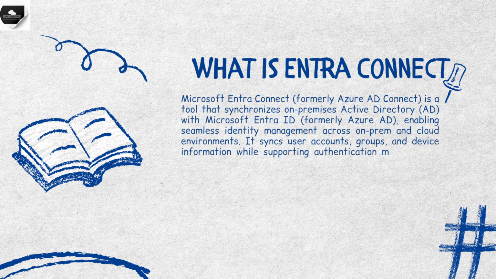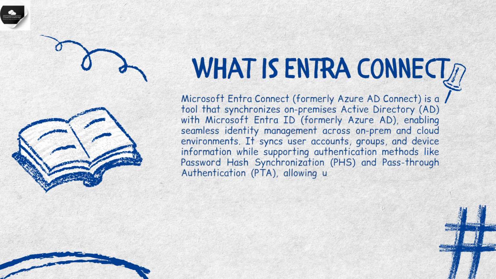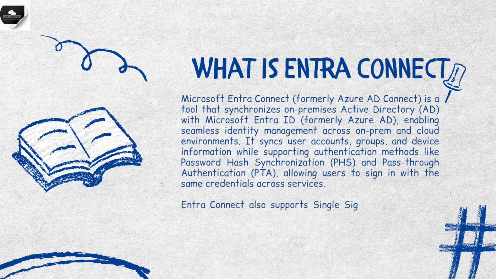With Entra Connect, users can sign in with the same credentials across on-prem and cloud services. We can thank features like PHS, password hash synchronization, and PTA, pass-through authentication, which help us do the same. It supports SSO also. You can customize SSO, and it offers multiple filtering and attribute mapping. With their help, you can sync your attributes and filters towards the cloud.